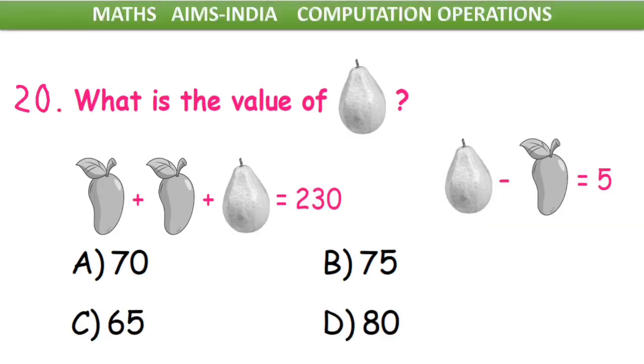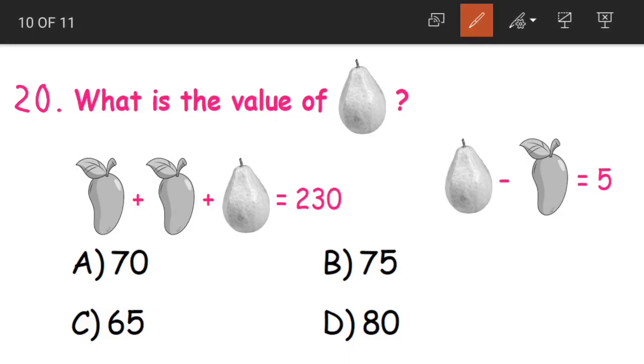Coming to the question now, children, there are two ways to solve it. Now let me tell you the first way. The first way is to take the answers given in the options and try. What is this? 70 is the value of pear. So let us keep 70 here. When we keep 70, mango is how much?